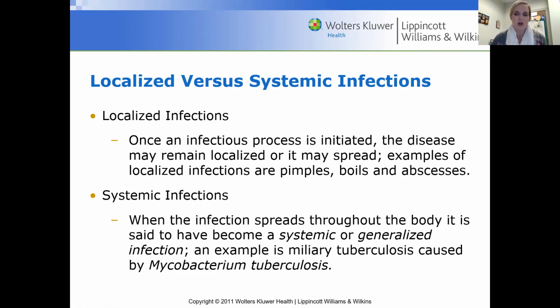Localized, we know when something is local, we stick to one area. Infections do the same thing. So once an infectious disease is initiated, the disease may remain in one particular area, and that's going to be called localized. Or it may spread to other parts of the body, and that's where we're going to get into systemic. Examples of localized infections, some really great examples that we're probably pretty familiar with: pimples, boils, and abscesses.